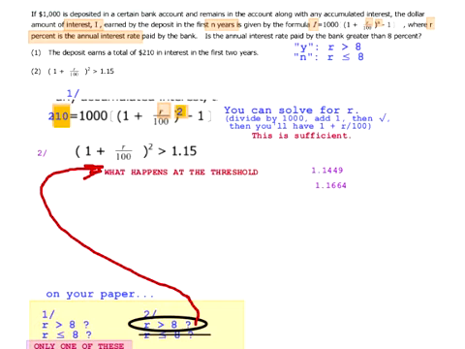So let's see what happens. Well, that would be 1 plus 8 over 100, squared. So that's 1.08 squared, which we can work out to 1.1664.